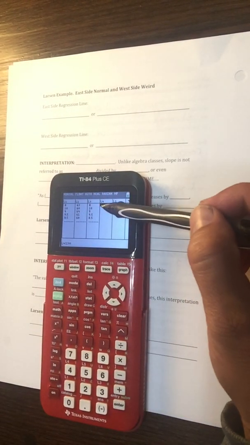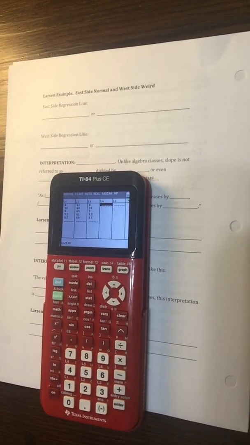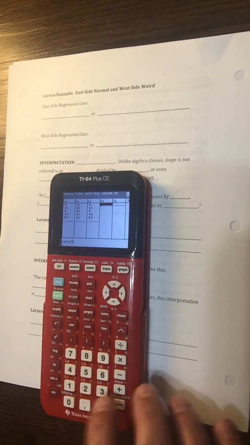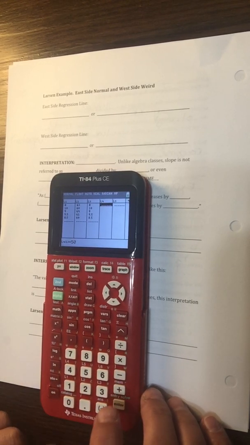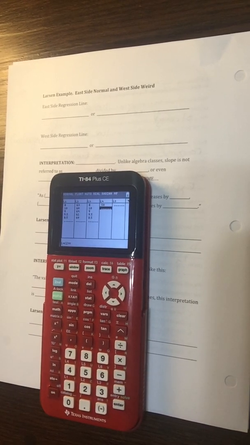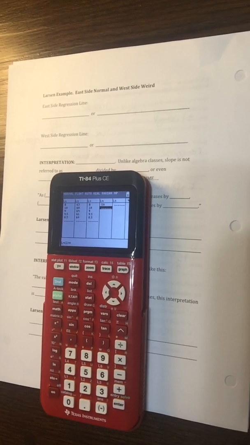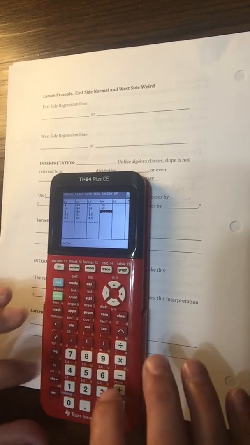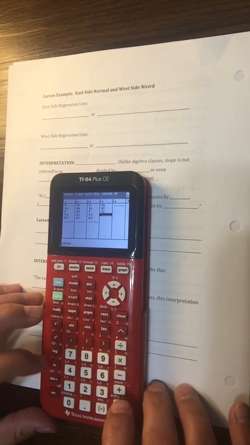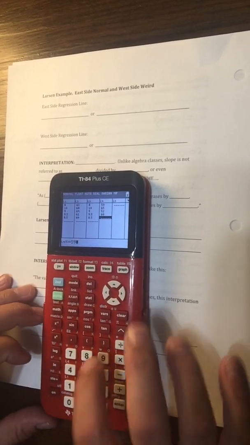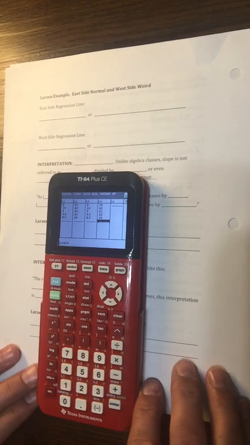So then I want my y values, the number of steps for the west side, which apparently are weird people, and they go 50. I mean, you could just type them in if you want, but when the calculator has tricks, use them, you know what I mean? 50, and then 65, 52, 60, and 59.